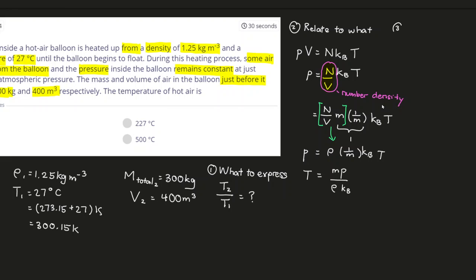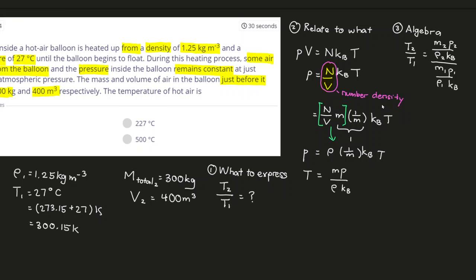Step number 3 is to do your algebra. So we start with what we said in part 1, T2 over T1. Then we write down m1 P1 over rho 1 kB. kB is a constant, so no need for a subscript. Oh, this is not 1, this is 2. I'm confused. Okay, m2 P2 over rho 2 kB, then you have m1 P1 over rho 1 kB.